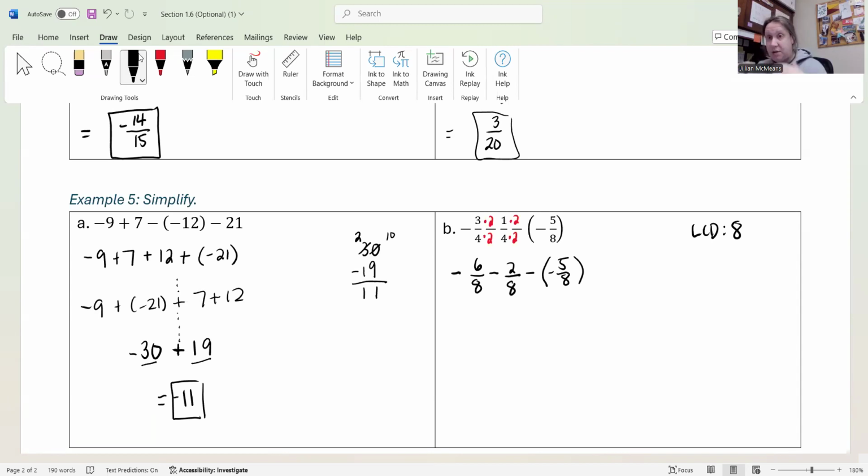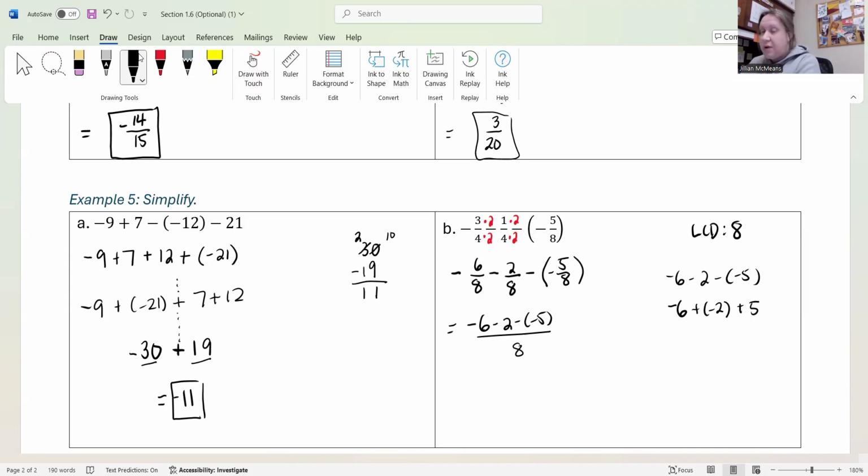Now I'm going to take all of the signs and all the numerators and float them to the numerator, and then I'm going to keep the common denominator. So this is going to be negative 6 minus 2 minus negative 5 all over 8. And then off to the side, I'm going to deal with that numerator. So I have negative 6 minus 2 minus negative 5. Just like in part A, I want to convert everything to addition. So negative 6 stays the same, but instead of subtracting positive 2, I'm going to add negative 2. And instead of subtracting negative 5, I'm going to add positive 5. So each subtraction we converted to addition by adding the opposite.